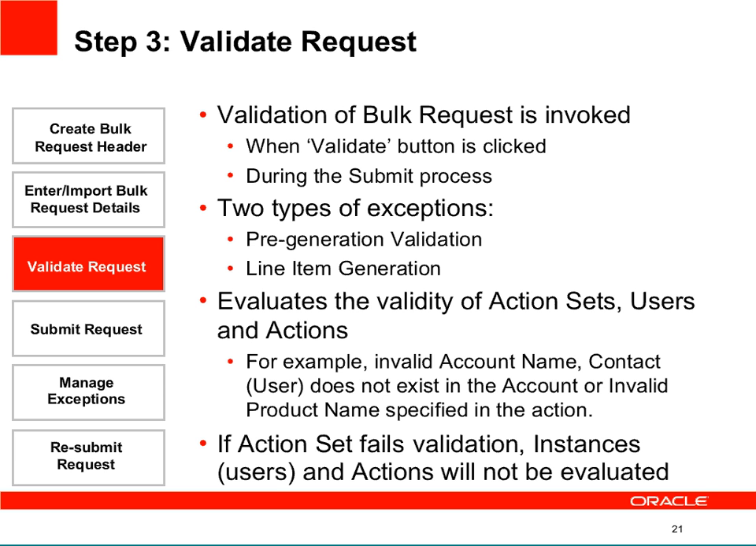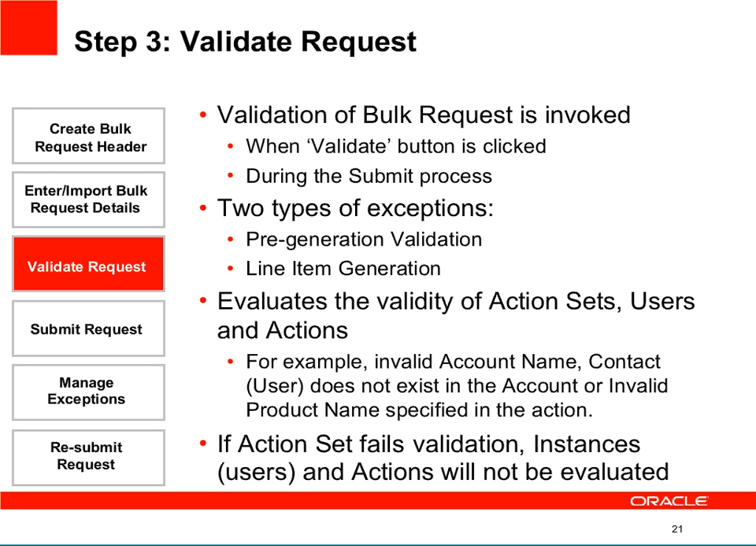The next step is to validate the bulk request. The validation process can be invoked in 2 ways: on click of the Validate button on the header applet, or when the request is submitted. The bulk request handles 2 types of exception: pre-generation and line generation.